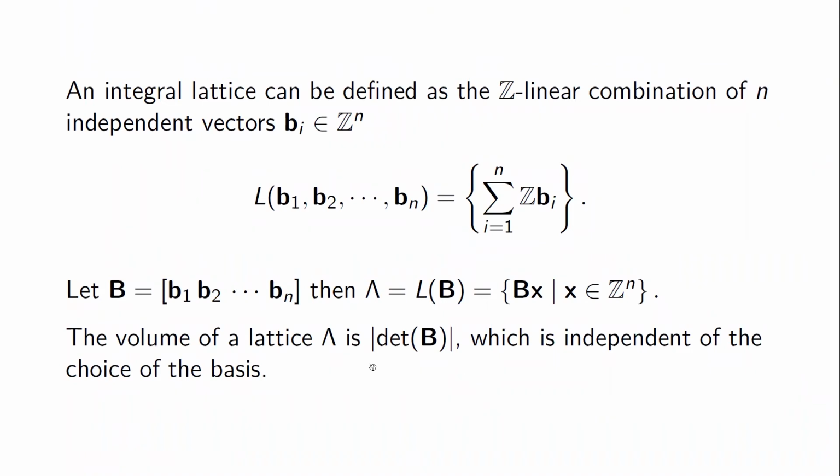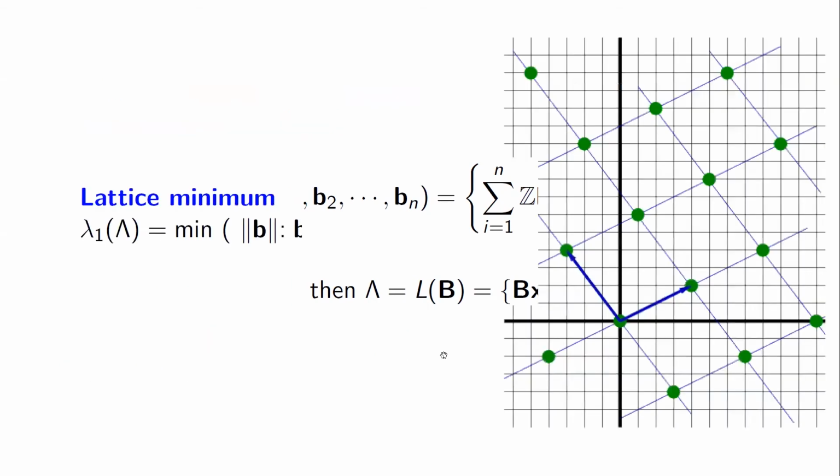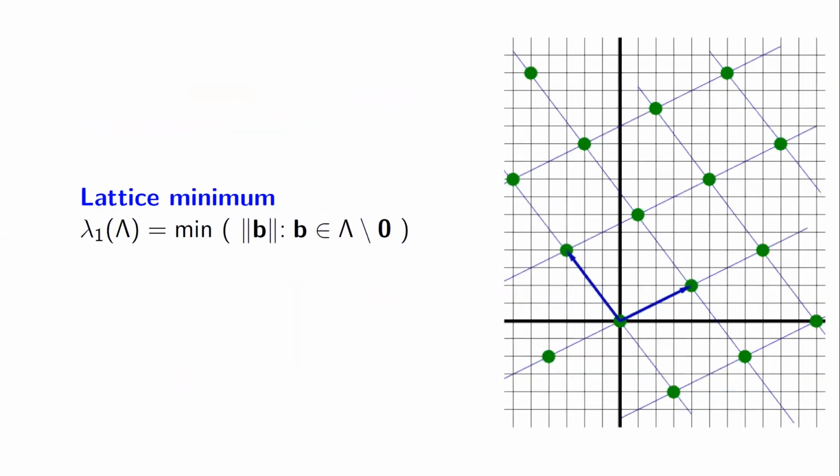The volume of the lattice is the determinant of this. I assume B is square, so that's the determinant of B, which is independent of the choice of basis. We can have a unimodular transformation of the basis, but we still have the same determinant. The focus of this lattice attack will be an invariant called the lattice minimum. As soon as we are given the lattice, this lattice minimum lambda will be fixed.